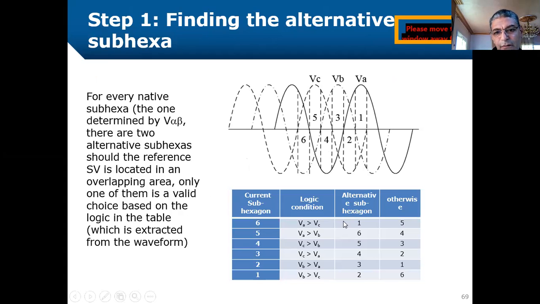How to find the alternative subhexa? Simple logic. For every native subhexa, the one determined by V alpha beta, there are two alternative subhexa should the reference SV be located in an overlapping area. If it is in an overlapping area, only one of them is a valid choice based on the logic in the table, which is extracted from the waveform. Okay, look at this.